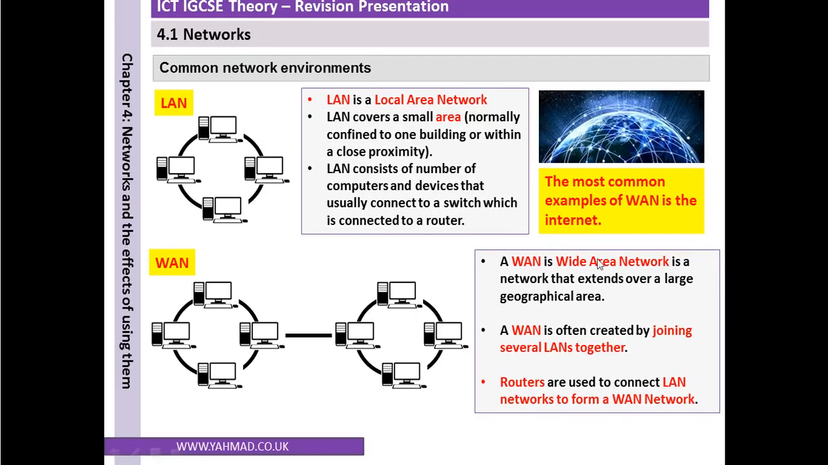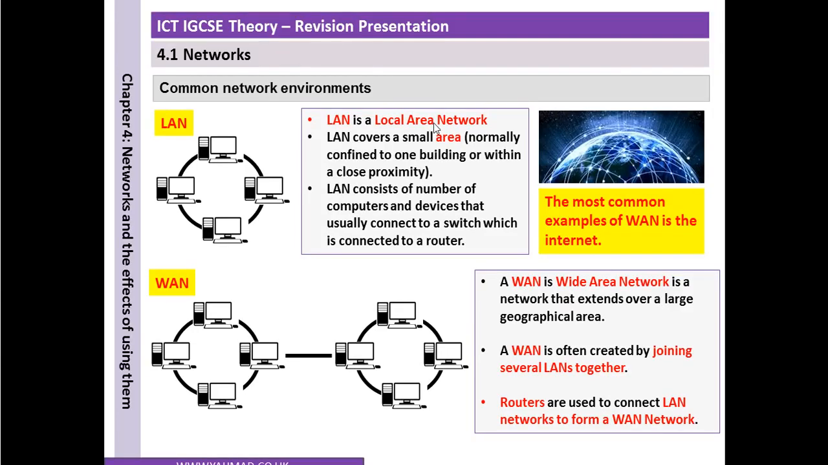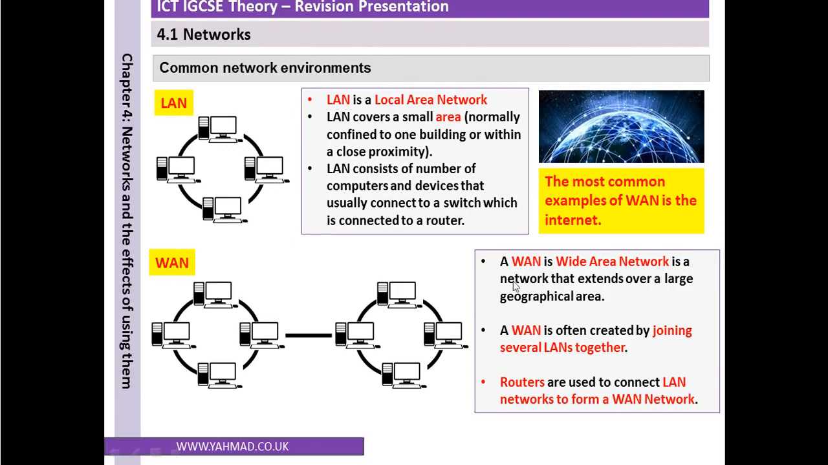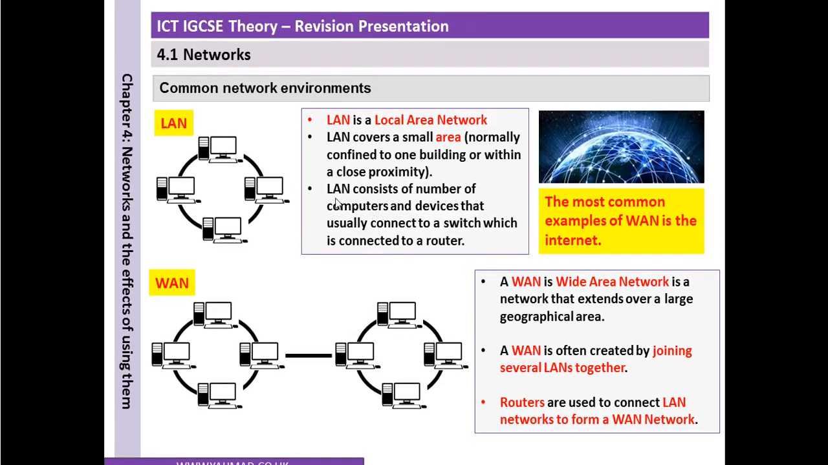A wide area network is a network that extends over a larger geographical area. So that's the obvious difference. The local area network is over a smaller area, and a wide area network extends over a larger geographical area. Okay, let's go back to LAN. A LAN consists of a number of computers and devices that usually connect to a switch which is connected to a router. So you may find a local area network in one school or one office, one network.